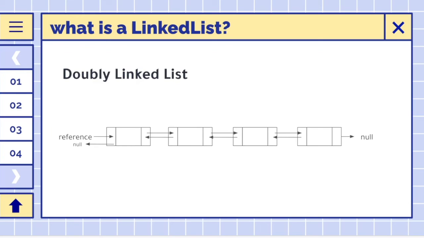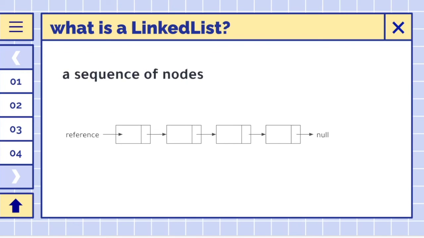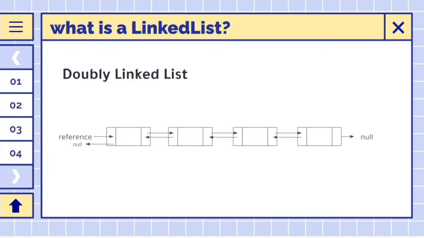We also have a circularly linked list, and we can either have a circular doubly linked list or a circular singly linked list, and that is basically where the last node has a link to the first node in the list. So instead of this being null, this would instead have a link to the very first node. And the same would apply to a circular doubly linked list.